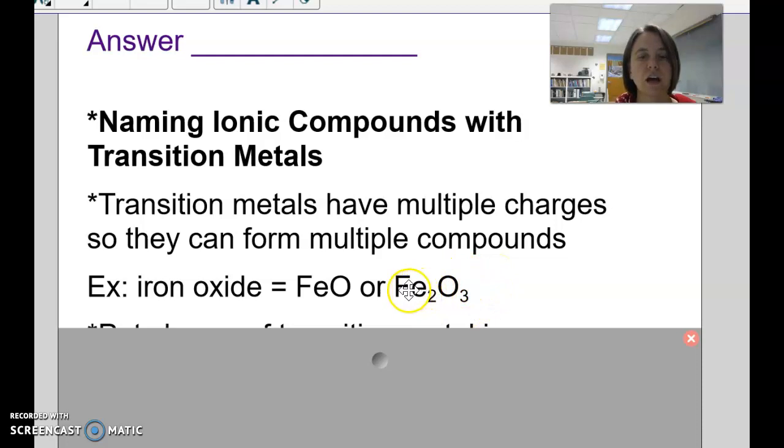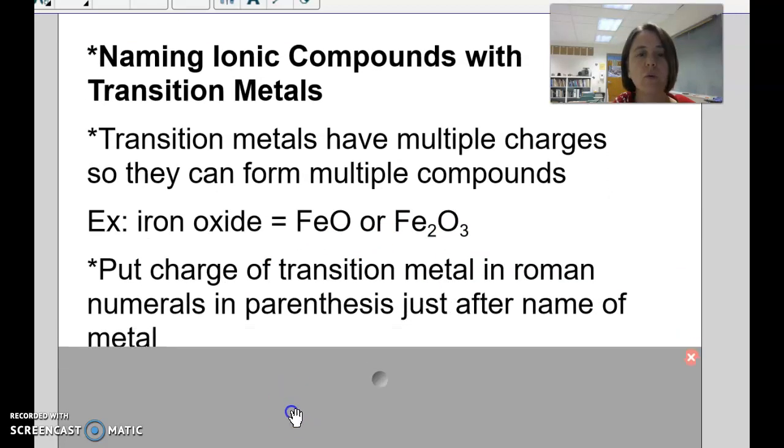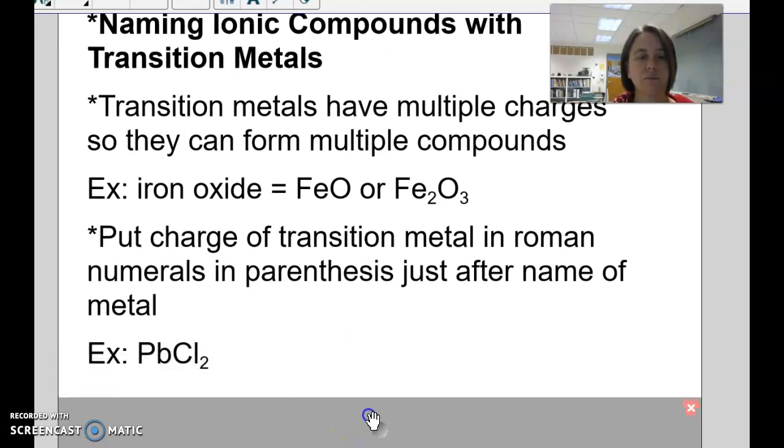So this is iron if it has a +3 charge, but it could also have a +2 charge, and so if it's a +2 charge and oxygen is a -2 charge, they balance each other out, so it's just a 1-to-1 ratio. How do we know if iron oxide is this one or this one? Because they're totally different compounds. Well, we tell people with a Roman numeral. So you put the charge of the transition metal in a Roman numeral in parentheses just after the name of the metal. So let's look at an example.